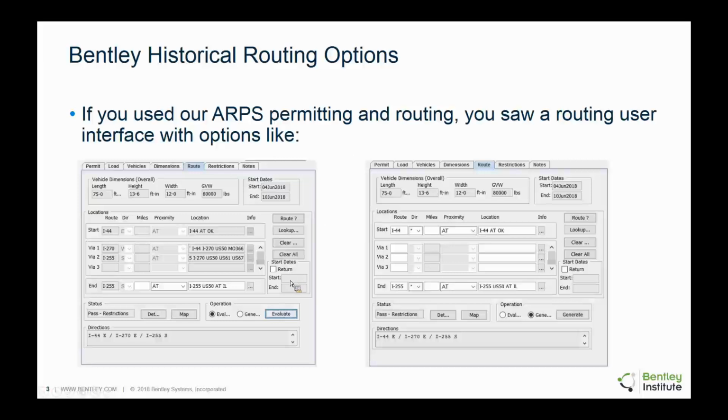The first mode, to the left here, evaluate mode, directly takes the trip that you define and does that trip, and doesn't try to avoid any kind of bridge or restriction issues. The generate mode will take the origin and destination and find the best trip that doesn't cause any issues, that gets around any bridges, restrictions, etc. That's basically how ARPS works.